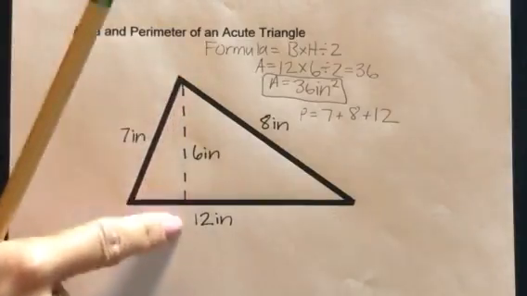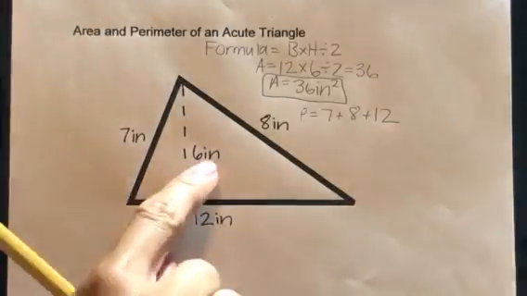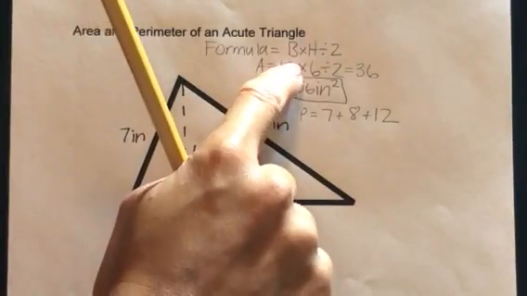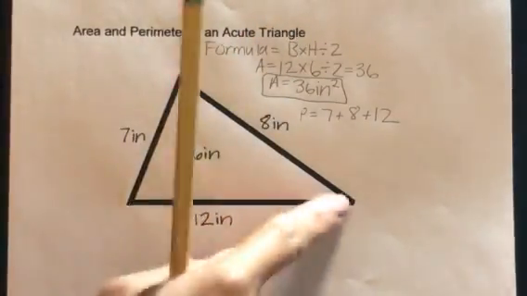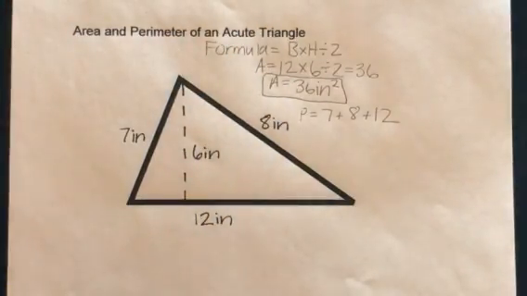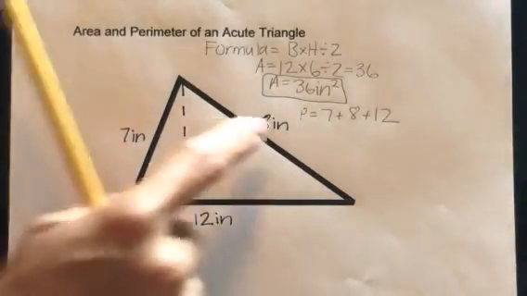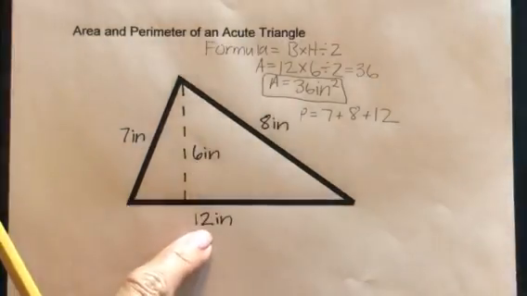Do not add the 6. The 6 only has to do with the area, because 6 is the height, and the height is not what we want for the perimeter. The perimeter, we just want to add the side plus the side plus the side.